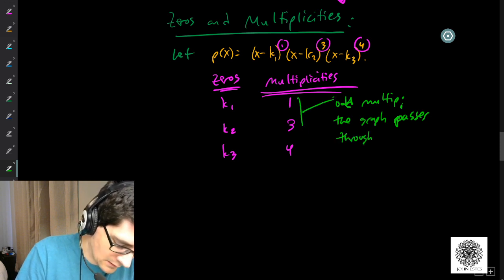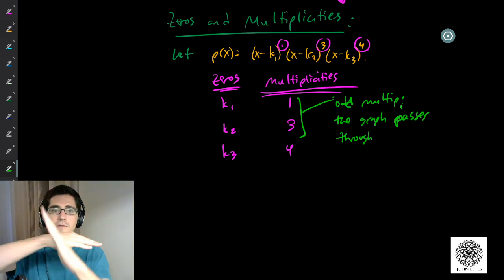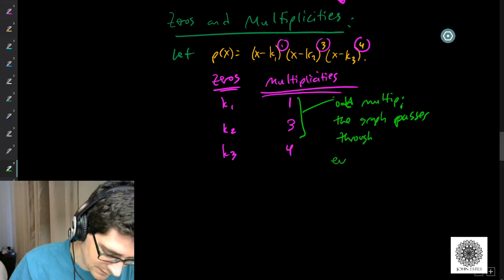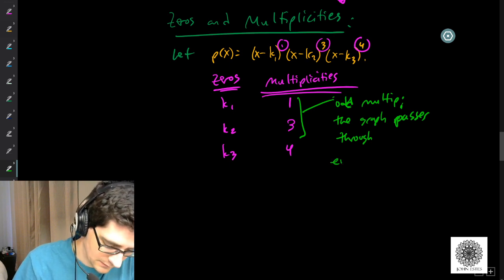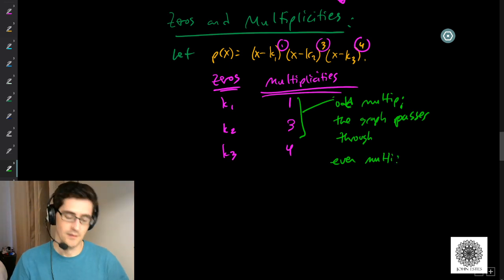So here at k1 and k2, the graph is going to pass through the x-axis like this. Okay. What about even multiplicities? Because I can't figure out what else could happen. So an even multiplicity, all right, the graph is going to bounce at that point.